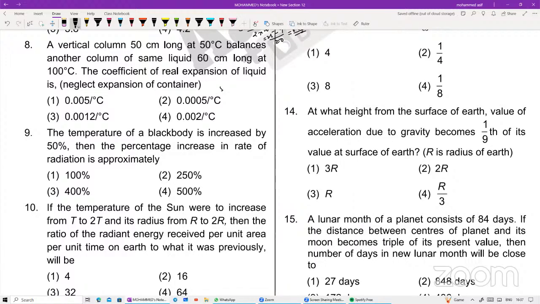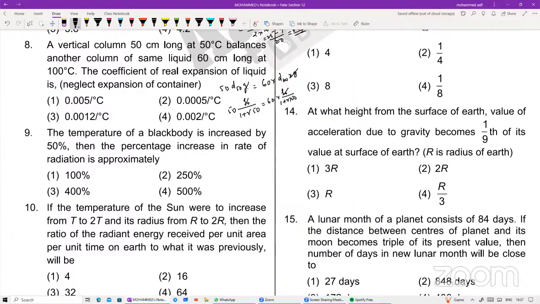So the first one is 50, isn't it? And density at 50 degrees Celsius into g. P is equal to h rho g, must be equal to 60 centimeter into density at 100 degrees Celsius into g. g gets cancelled. This one is 50. Density at 50 degrees Celsius will be rho naught divided by 1 plus gamma into temperature difference, that is 50, equals 60 into rho naught divided by 1 plus gamma into 100. Rho naught and rho naught will also get cancelled here.